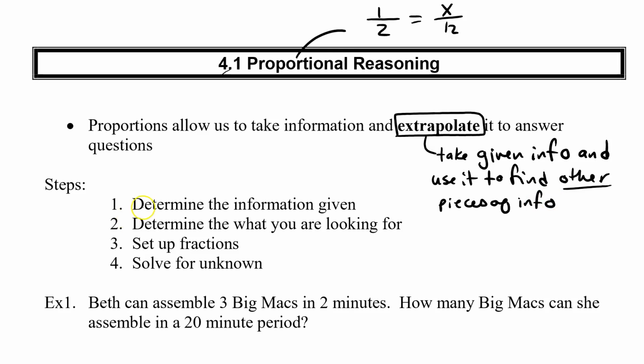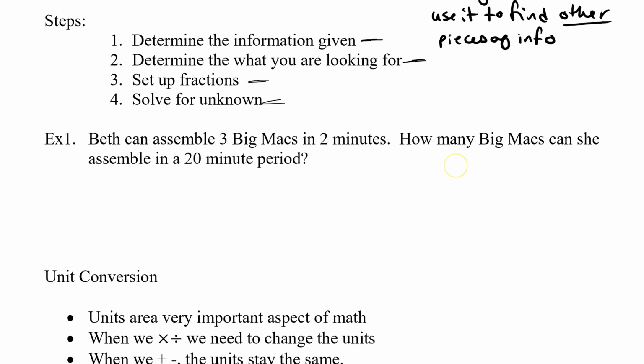So here are the steps. We need to first determine what the information is given. Then we want to determine what you're looking for, what you need to solve for. Then you want to set up the fractions, and then you want to solve for the unknown. So let's use those steps to answer this question right here. Beth can assemble 3 Big Macs in 2 minutes. How many Big Macs can she assemble in a 20-minute period?